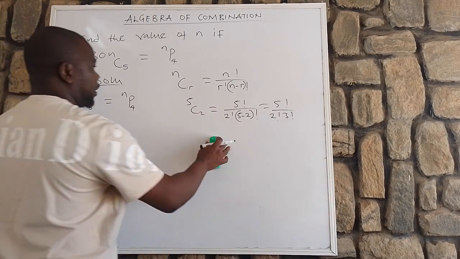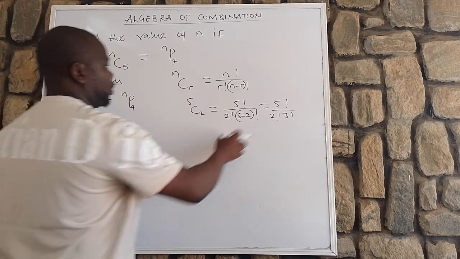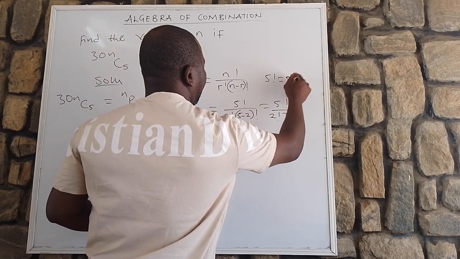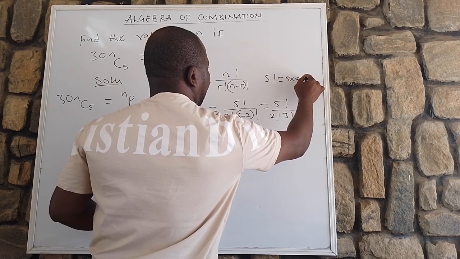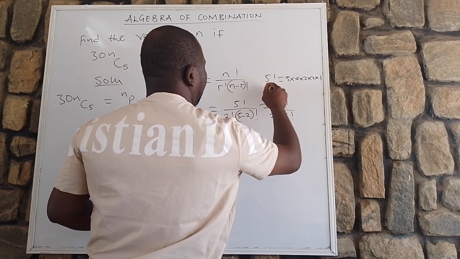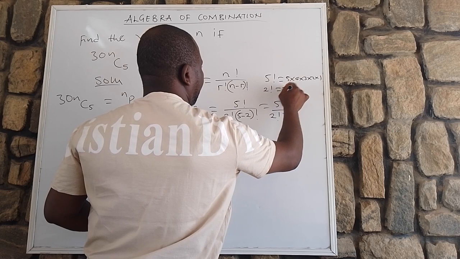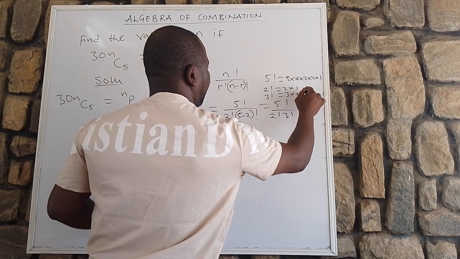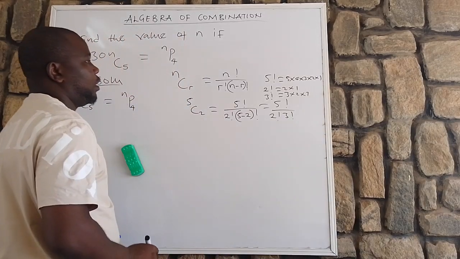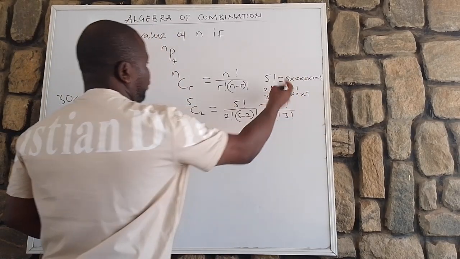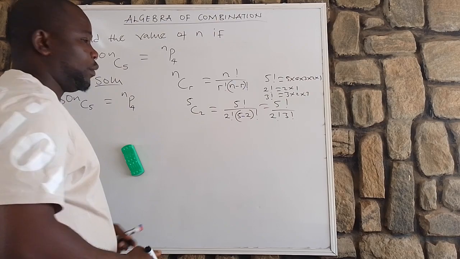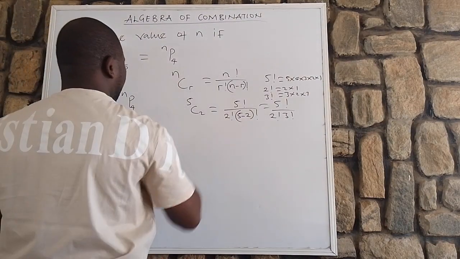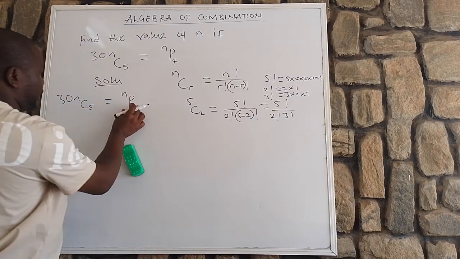Now, you all know 5 factorial is the same thing as 5 times 4 times 3 times 2 times 1. Then 2 factorial is the same thing as 2 times 1. 3 factorial is the same as 3 times 2 times 1. Take note. By the time you substitute in, you have the answer. I'm just trying to explain it to your own understanding.